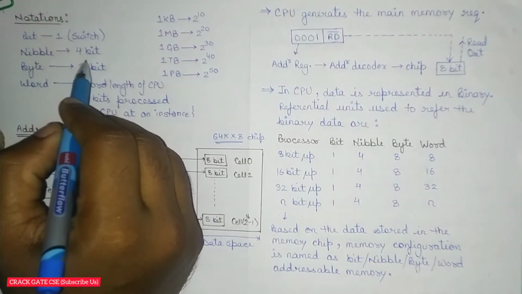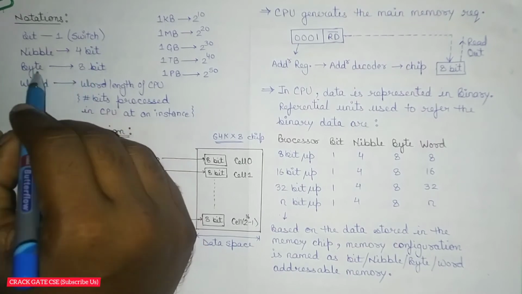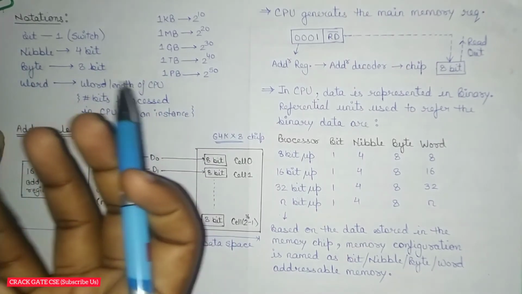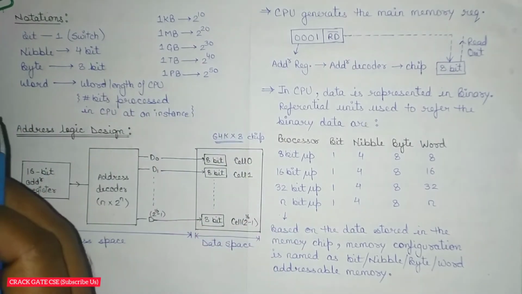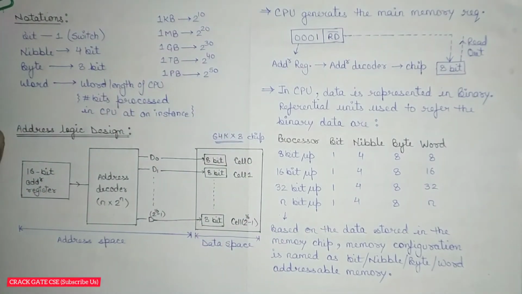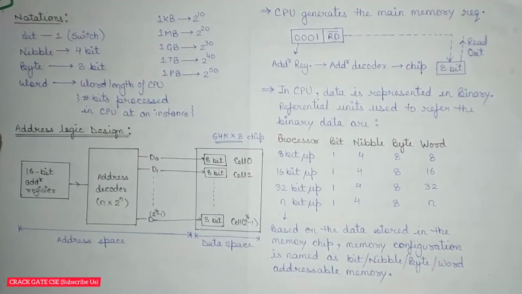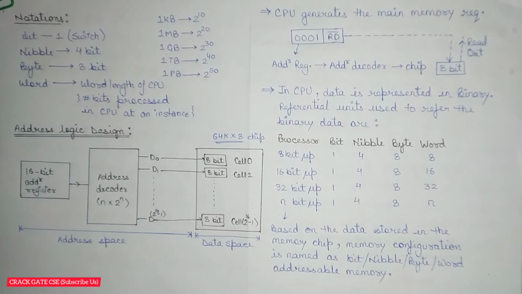A nibble is a collection of 4 bits. A byte is a collection of 8 bits, and a word does not have any fixed size. Word length is something which is processed by the CPU. So the word length that a CPU can process at a particular time is known as a word.